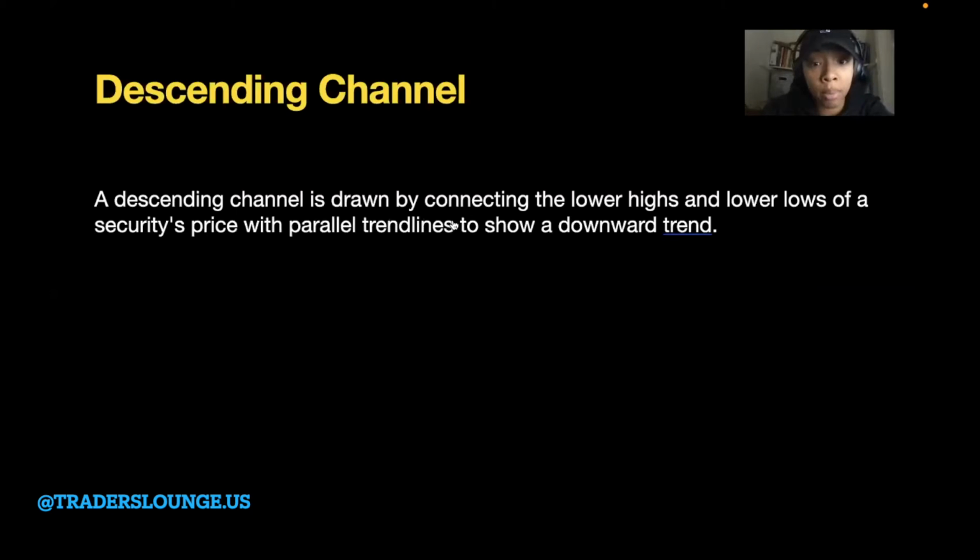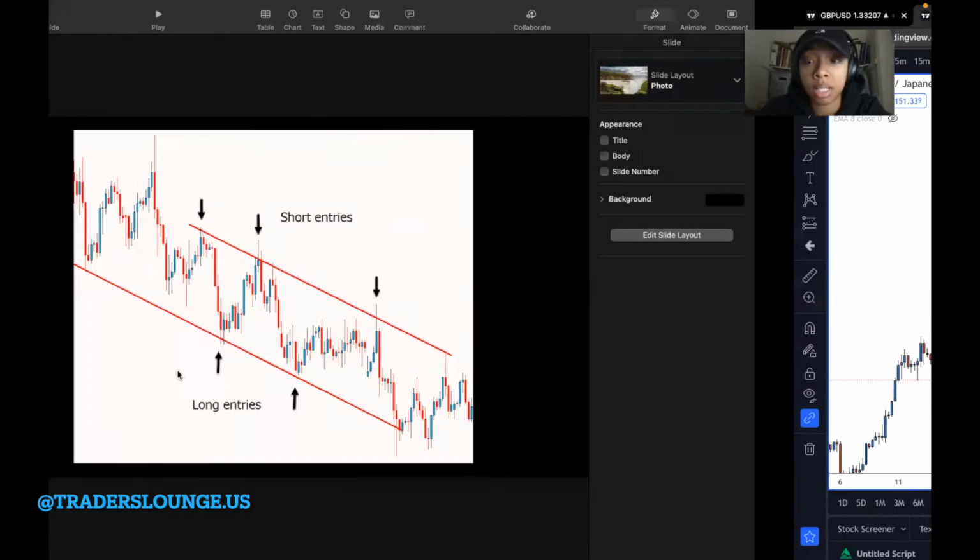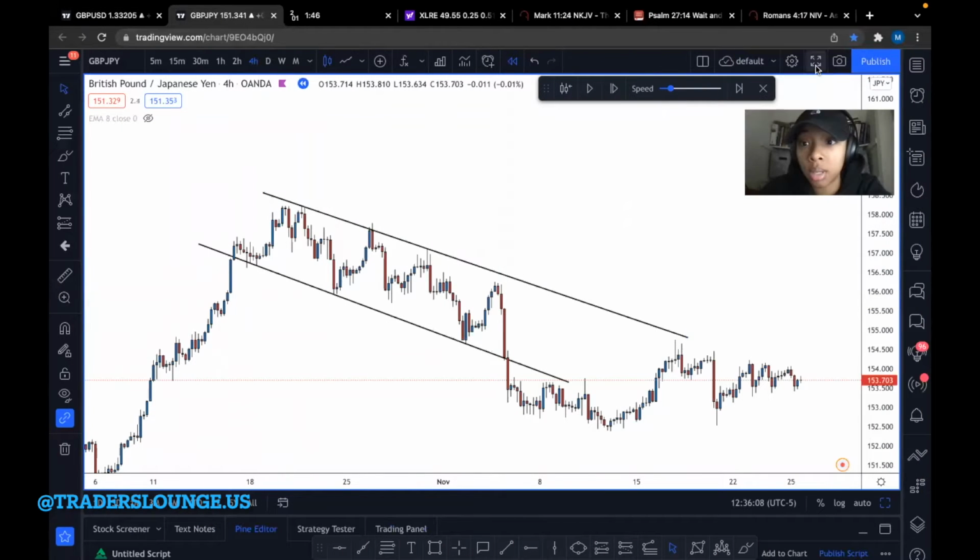But anyway, next, the descending channel. Essentially it's the opposite. A descending channel is drawn by connecting the lower highs and lower lows of a security's price with parallel trend lines to show a downward trend. So it's the same thing as an ascending channel, just going downward. As you can see, price comes up here, comes down, makes a lower low, higher low, lower low, higher low, and then a lower low. This is where it's telling you where the entries are. So you would go short here, here, and then here, and then you go long here and right here, like I just explained.